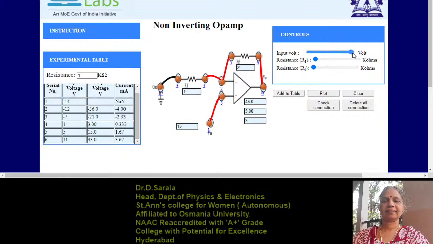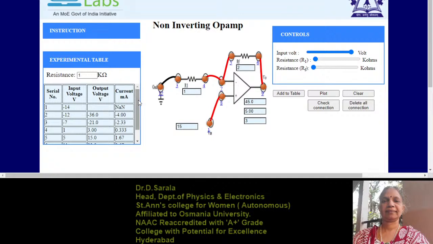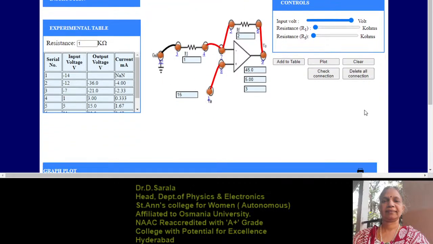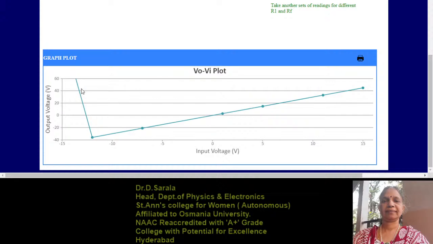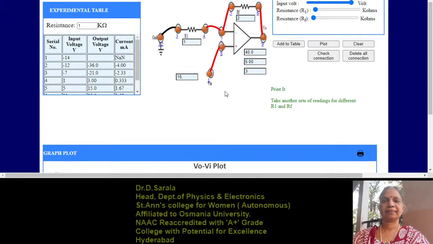11, 33. 15, 45. You can copy this table. And if you can plot, you can see the plot also. Like this it's coming. You can repeat this experiment for a different value of RF. Suppose I take 2, 1 I have taken, now 10. Now the gain has to be 1 plus 10.